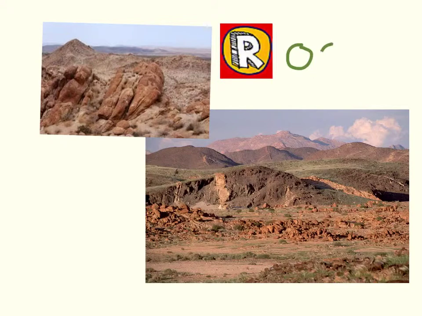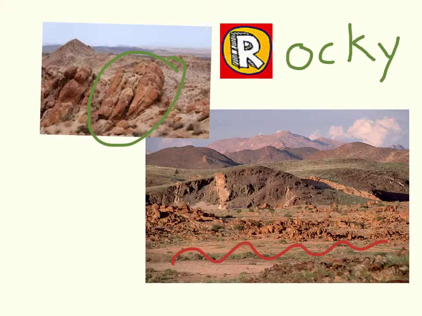R is for rocky. That's a physical feature of the desert. Sometimes you can find really cool rock formations in the desert. That's because it's so windy, and the wind and sand whittle the rocks down into really interesting shapes. See these that are just sort of leaning and they're all jagged and carved out by the wind? Or here where you have just sort of a field of rocks. Deserts are quite rocky.